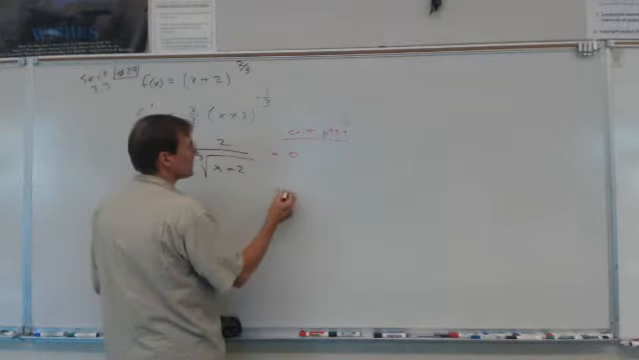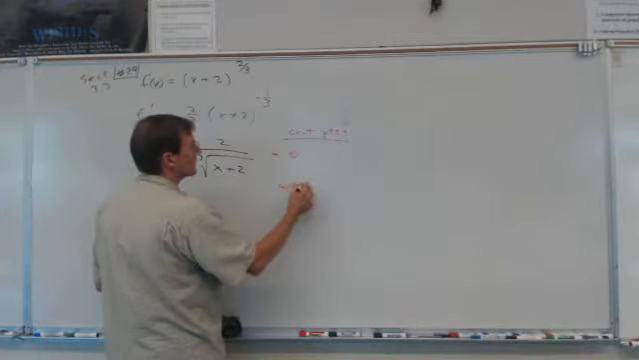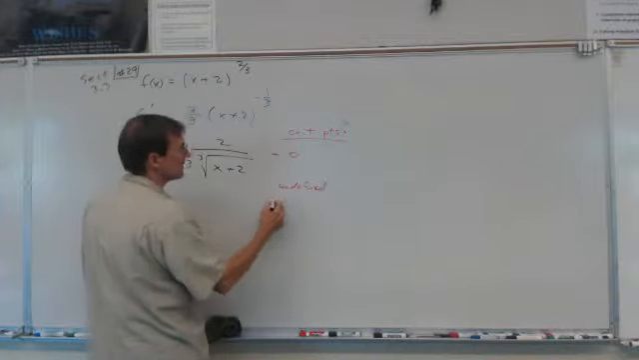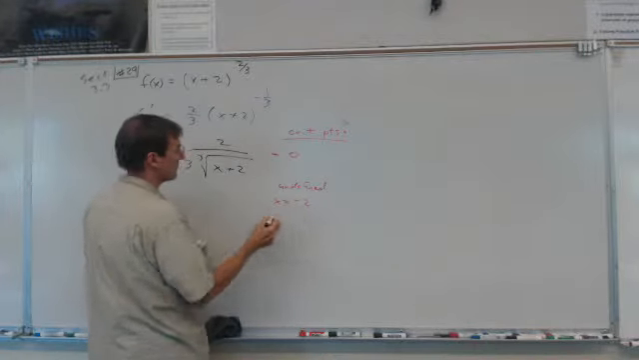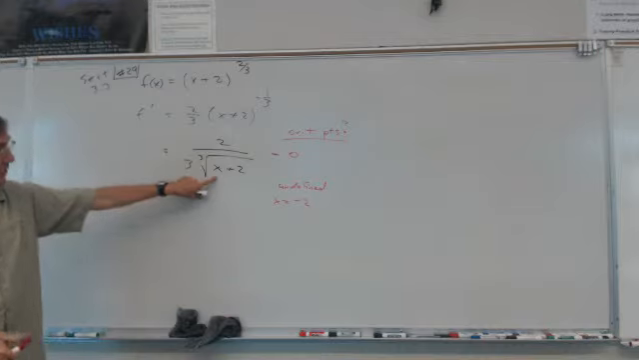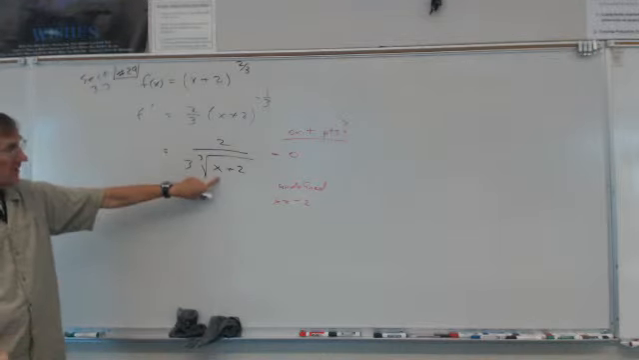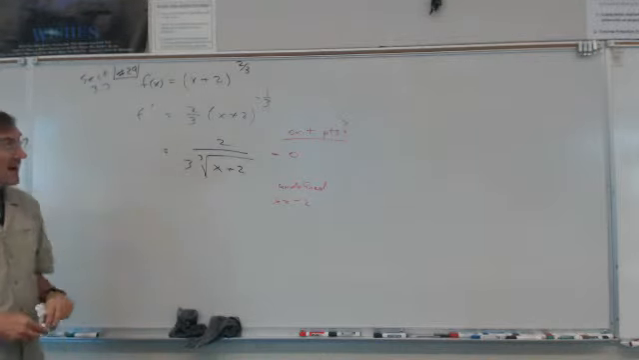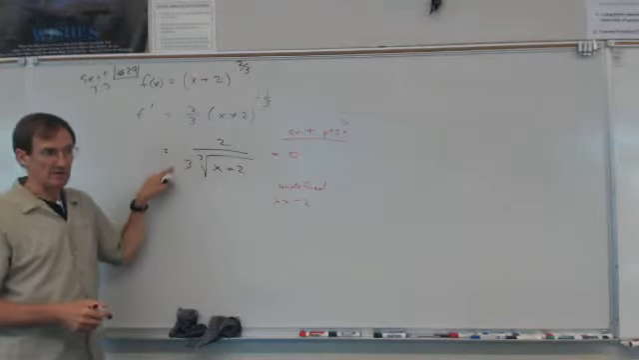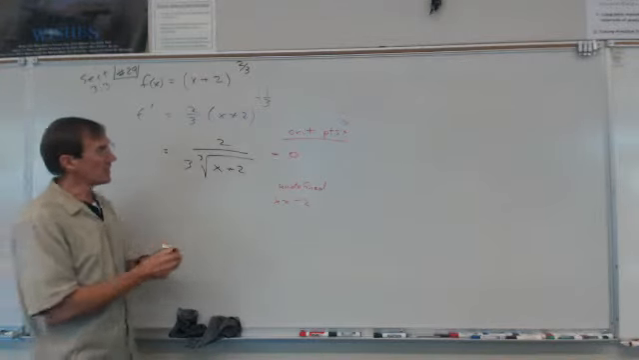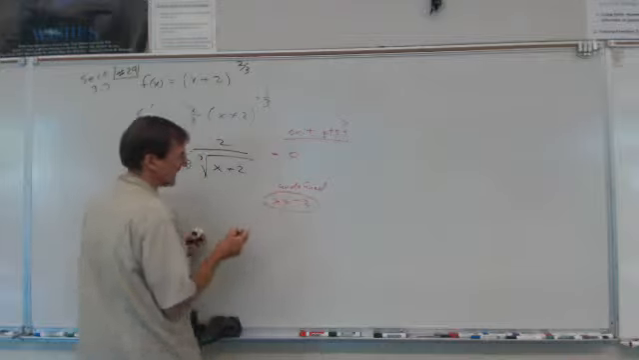So critical points: the derivative is undefined if x equals negative 2, because then you're taking a square root of 0, or cube root of 0, which is 0. That's okay to do, but that's in the denominator, so it makes the first derivative undefined. So there will be a critical point at x equals negative 2.